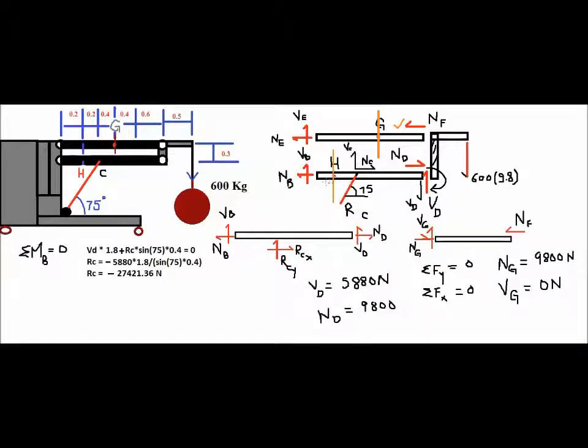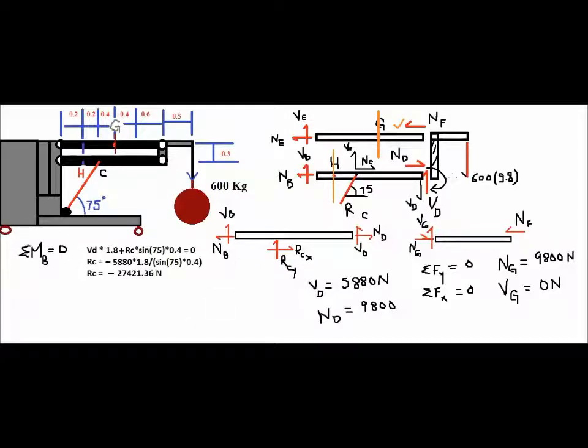Now, if we take this particular bar for our analysis, we do not know VB, we do not know NB, and we also do not know the reactions, the internal forces acting at point H. So there will be two unknowns, in fact four unknowns. So it will be difficult to solve. Therefore we take the other part of the bar. So let me draw that part separately over here, and then we'll analyze.